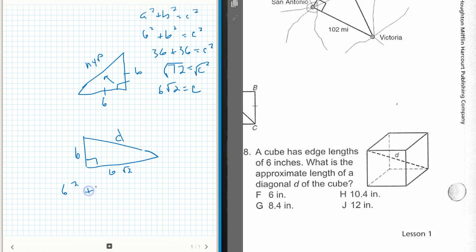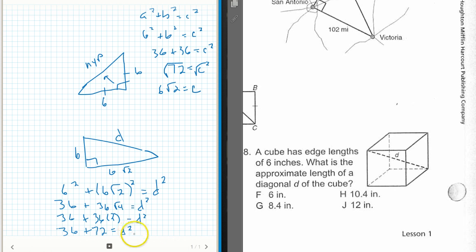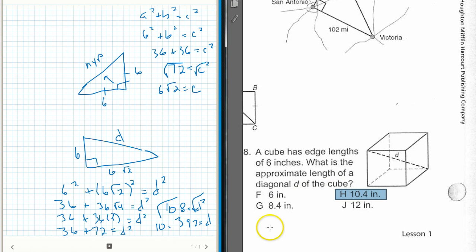So I got to do another Pythagorean theorem, 6 squared plus this time 6 radical 2 squared. Again, I put it in parentheses to make sure I do all that math correctly. 36 plus 36 radical 4 is equal to D squared. 36 plus 36 times 2, because that's what the square root of 4 is, gives us 36 plus 72 is equal to D squared. 108 is equal to D squared. I'll take the square root of both sides, and that'll give me 10.392 for D, or there we go, choice H, 10.4.